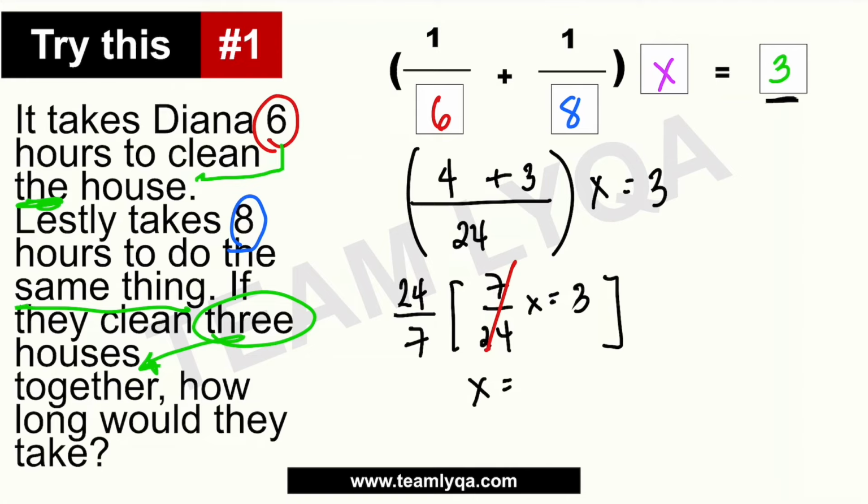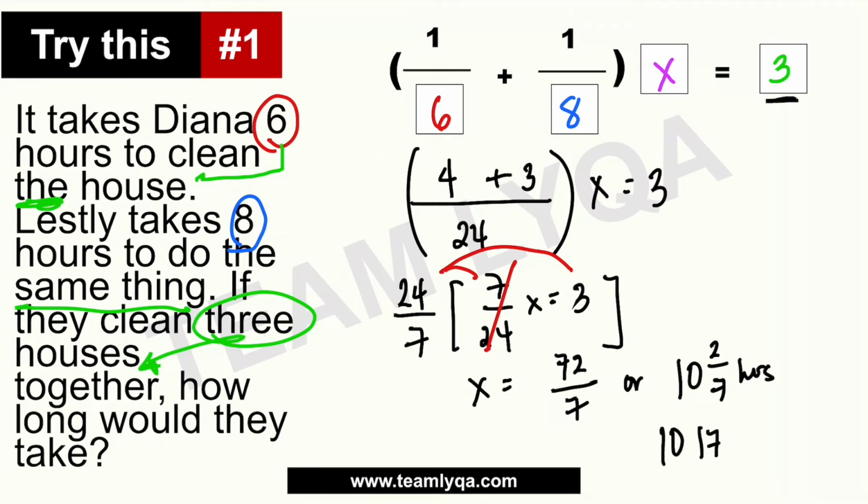X is equal to 3 times, kasi kung i-multiply ko siya dito, dapat i-multiply ko rin siya doon, 3 times 24 over 7. So, kung 24 times 3, kasi gagawin lang natin, pagtatapat-tapat rin lang naman natin siya, 24 times 3 is going to give us 72 over 7. Okay? Or, this is 10, kasi 10 hours, and 2 over 7. Okay, so 10 and 2 over 7 hours. Or, kung kailangan kong gawin na minutes yan, imumultiply ko lang sa 60 yung 2 over 7. That's going to give me 10 and 17, around 17 minutes.